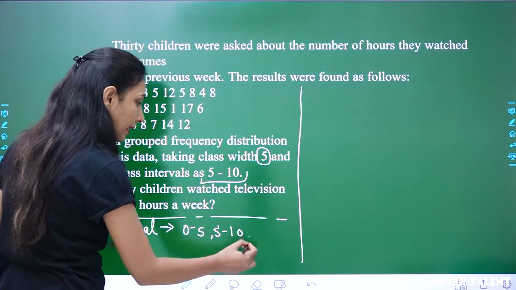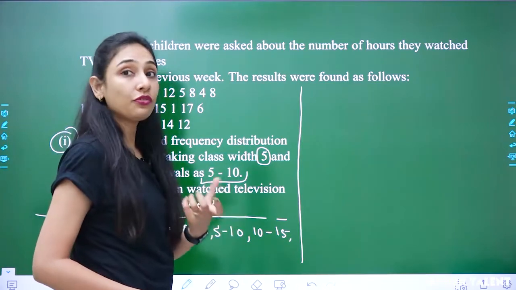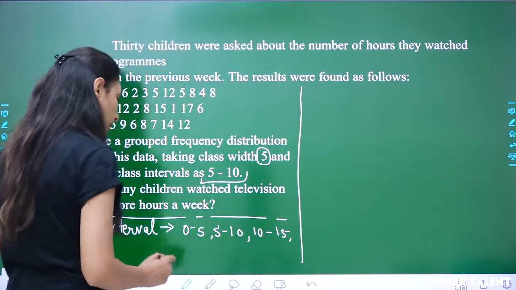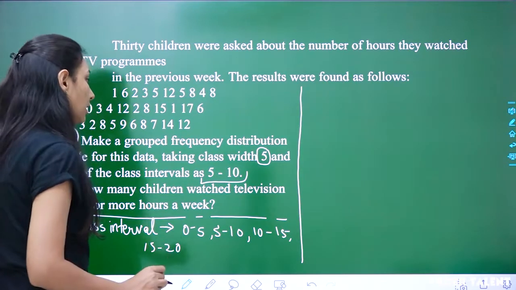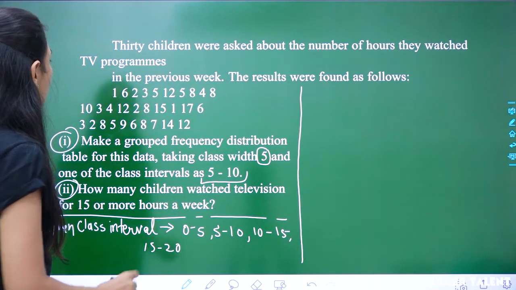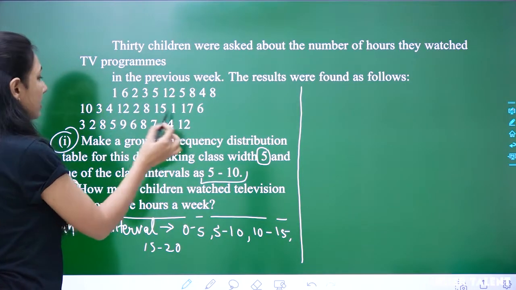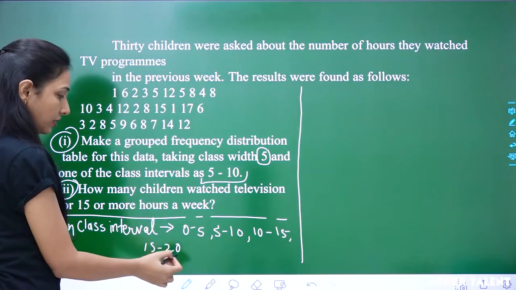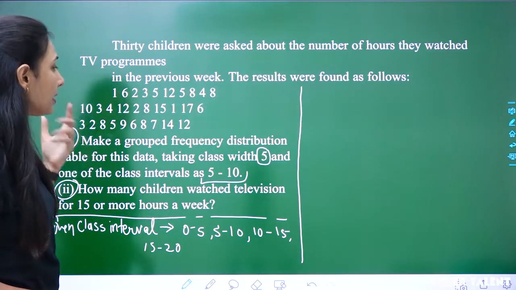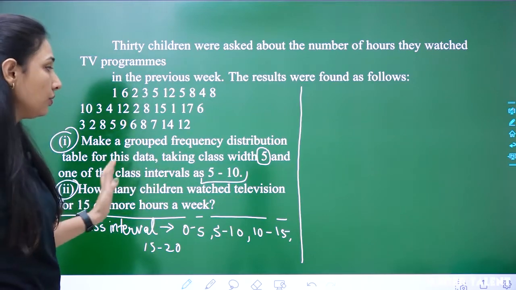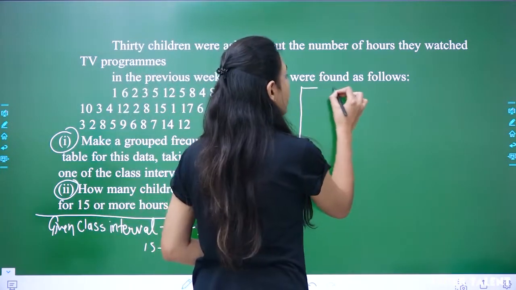Then again 10 to 15, because there should be a difference of 5 in the intervals, and then 15 to 20. Now the maximum value is what? 17, right? So it is covered by 20. We are not having any number more than 20 here. So that is good for the class interval. Now making the table here.